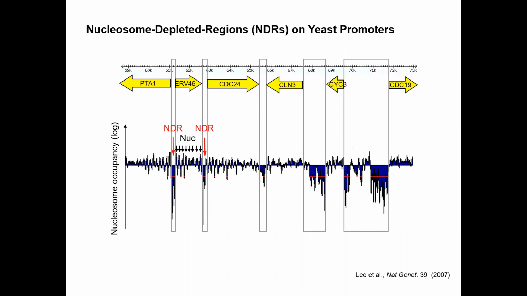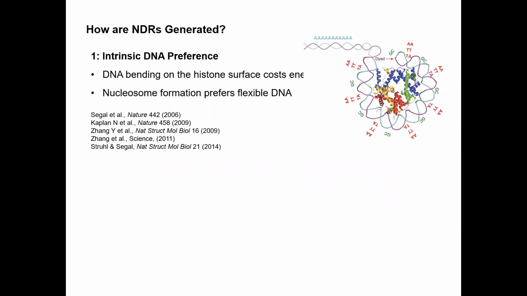People have been studying this for a while, and they found two factors that contribute to NDR formation. One is the intrinsic DNA preference, because if you look at the nucleosome structure, DNA has to bend very sharply inside the nucleosome. So if you have a piece of DNA like this poly A stretch that is rigid and does not like to go into a nucleosome, it tends to stay outside. This mechanism is certainly very important for dictating where nucleosomes go inside the cells, but it is not sufficient.